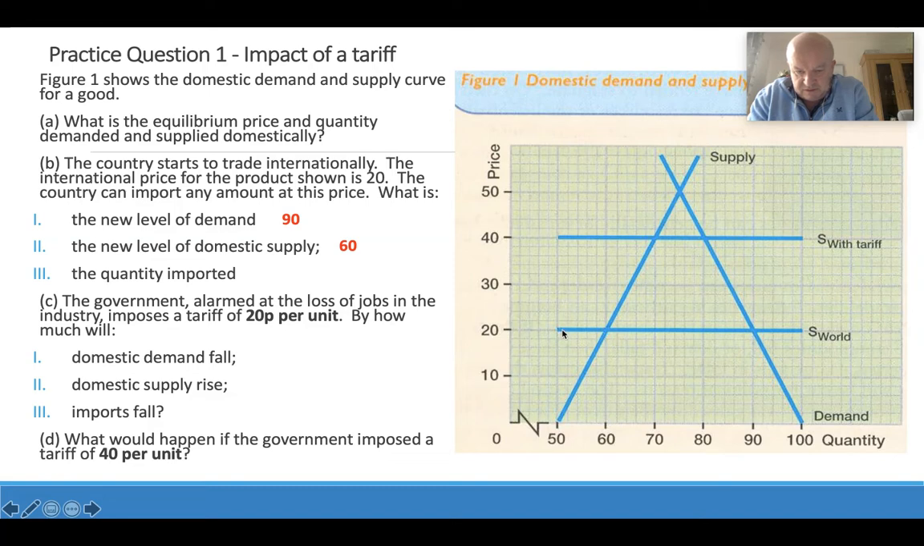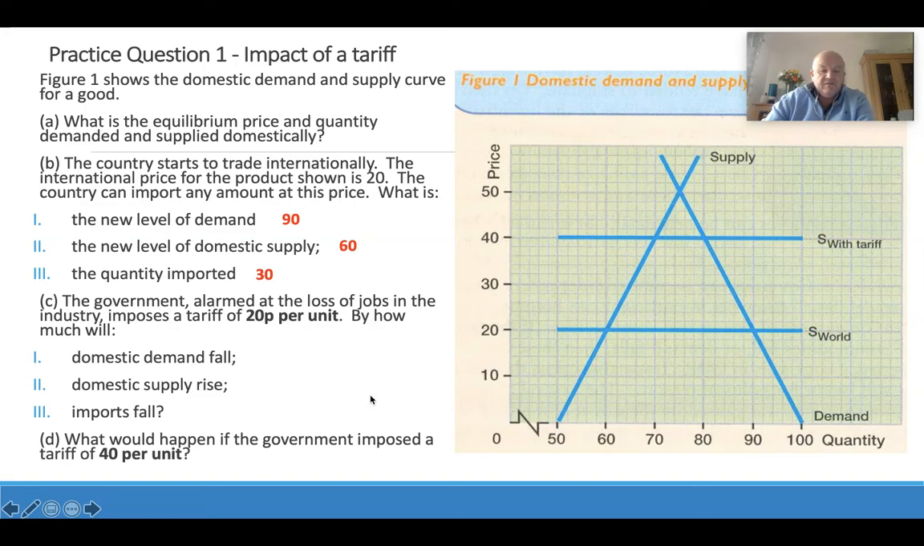So the world price is 20, and you can see that's where it's been drawn in across the horizontal line on the diagram there. If that were the case, what would be the new level of demand at that point? Well, you can see our new level of demand at that price would be 90, this point here, and the new level of domestic supply would be at 60. And so the quantity imported, the difference between what is demanded domestically and what we can supply domestically, would be 30. So the quantity imported would be 30.